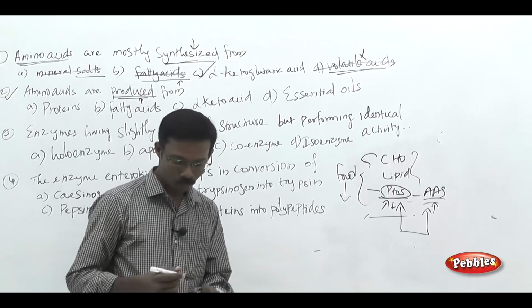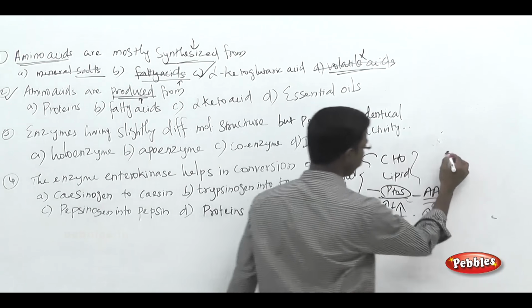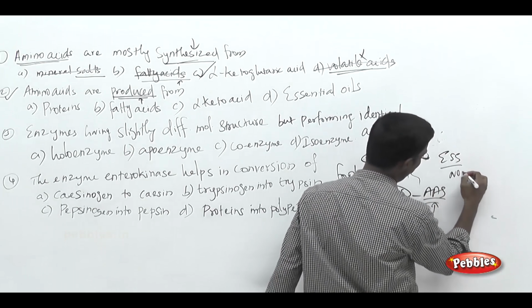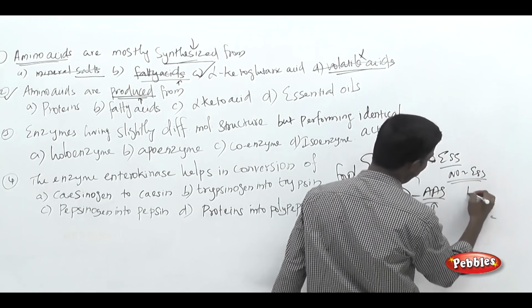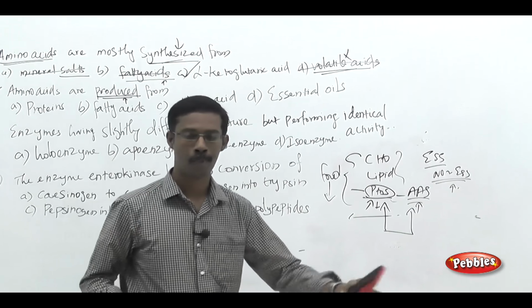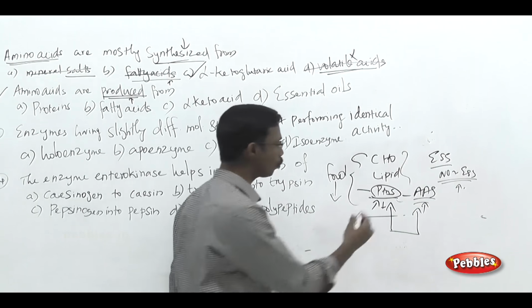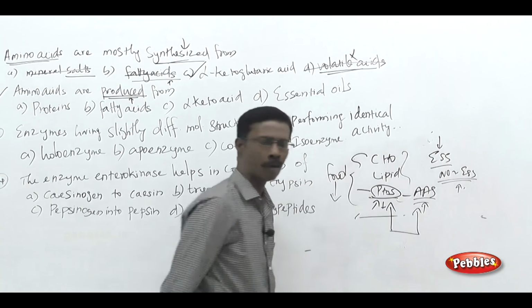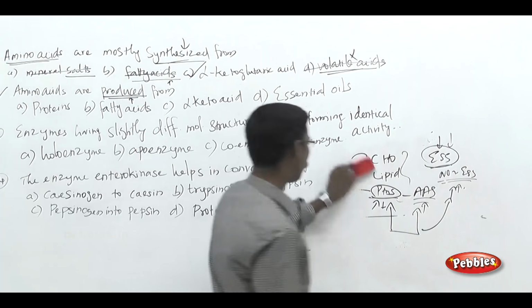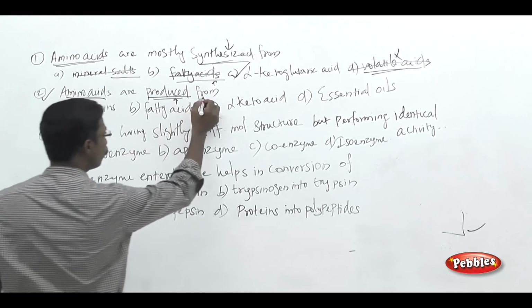Okay, so there are two types of amino acids, or two classes of amino acids: essential amino acids and non-essential amino acids. Non-essential amino acids means the body itself can produce the particular amino acid. Essential amino acids means the body has to consume the particular amino acids in the form of food. Okay, so over here your question is: amino acids are produced from.